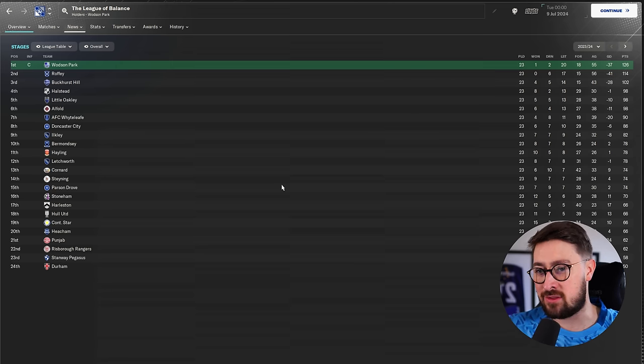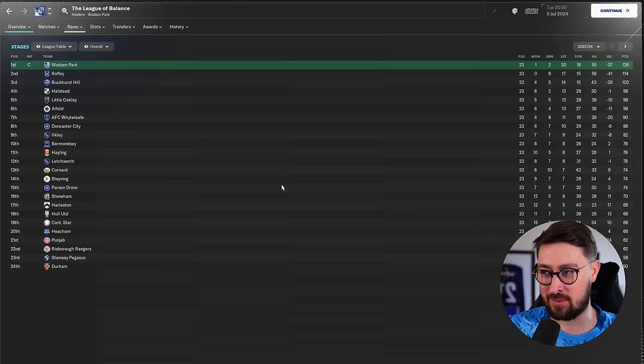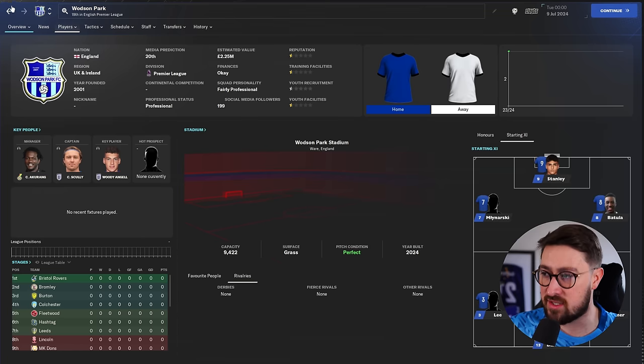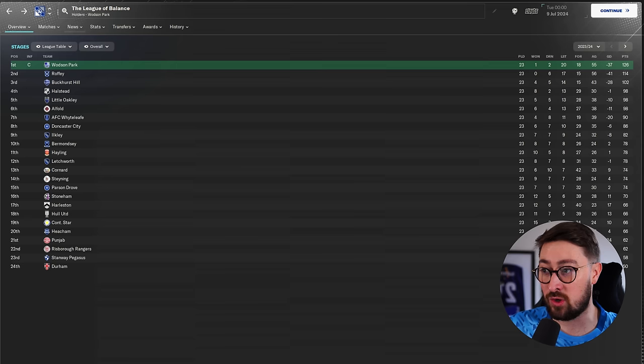And the normal points then do apply. So you have to actually win it, even though you don't get the points for it. Well done to Wadson Park, who find themselves now a Premier League team. Wadson Park. This Premier League is going to look crazy. We'll look at it in a second.